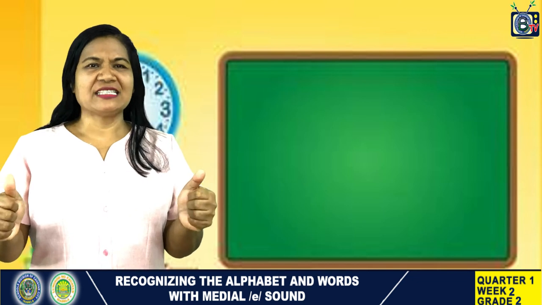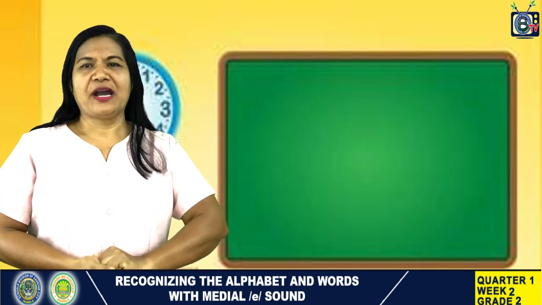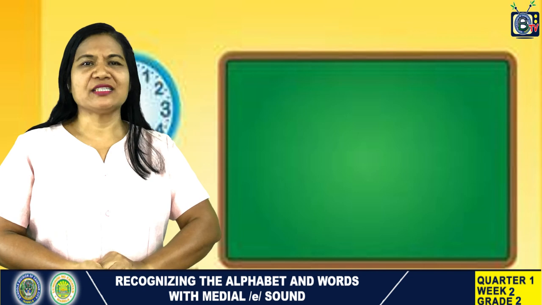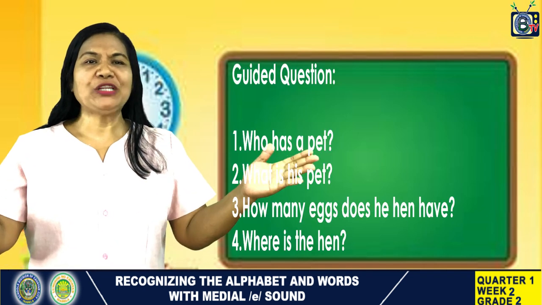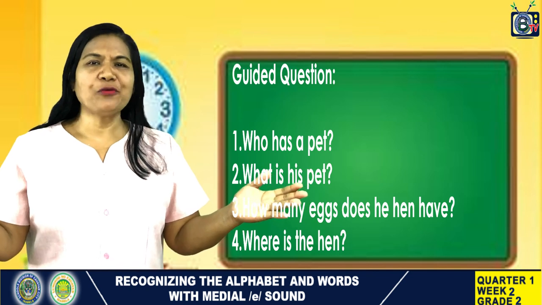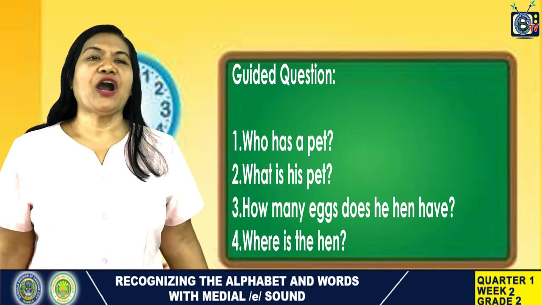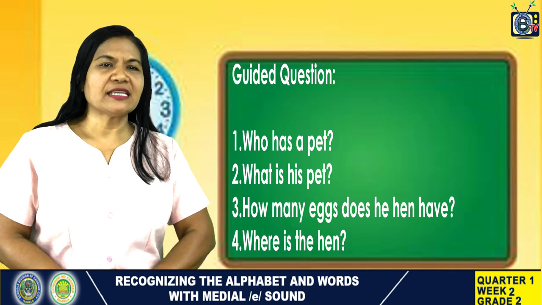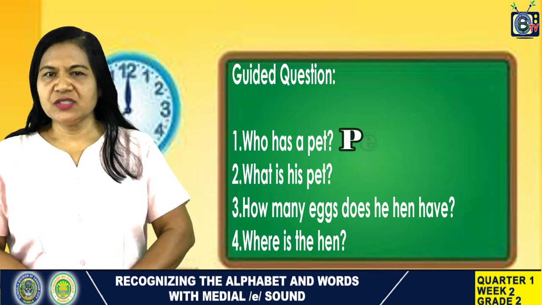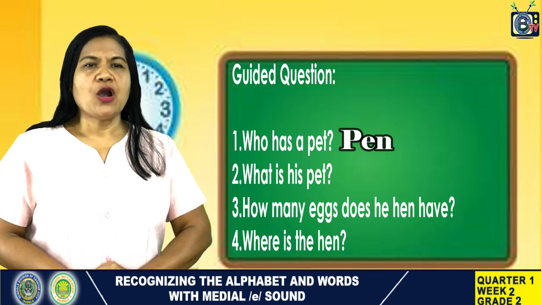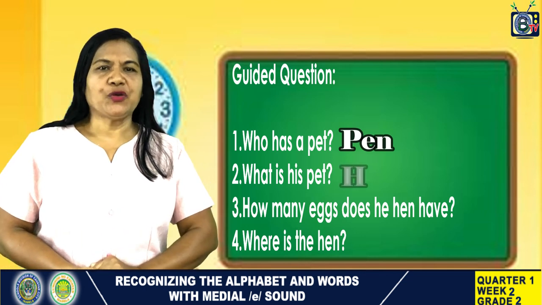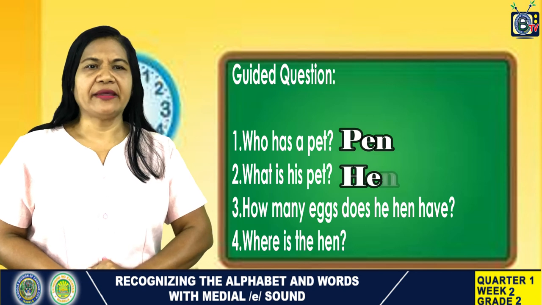Great job, kids! You read the rhyme very well and you were able to recognize the words having middle E. Okay then, we're going to answer the questions following the rhyme we read. Number 1. Who has a pet? Your answer is Pen. Number 2. What's his pet? Your answer should be a hen.